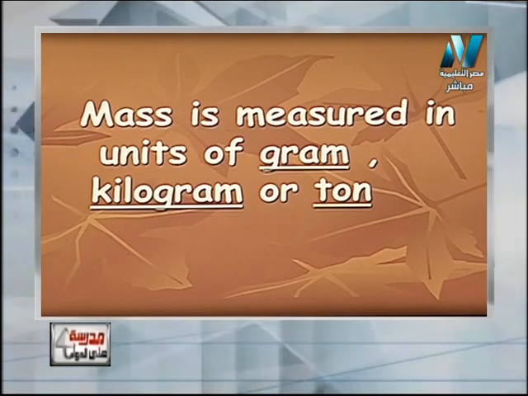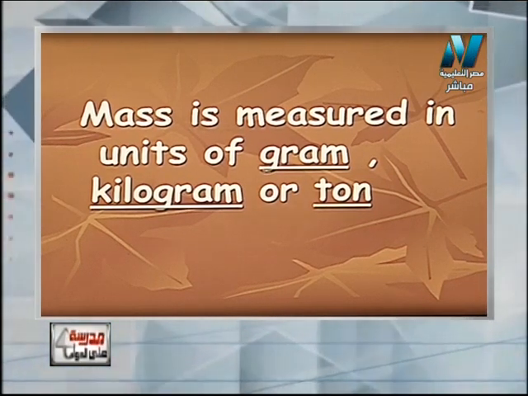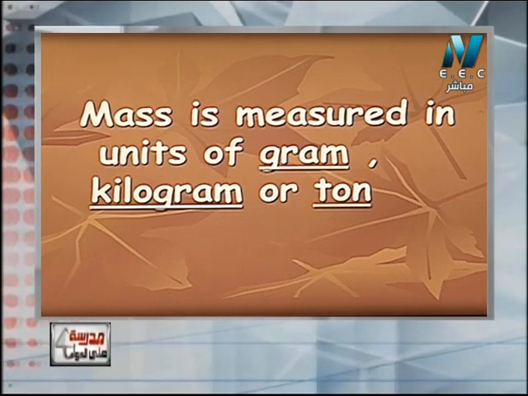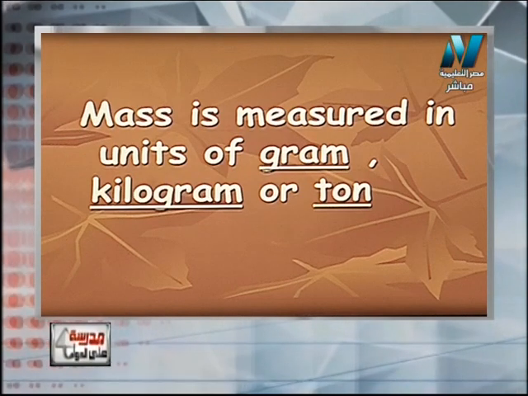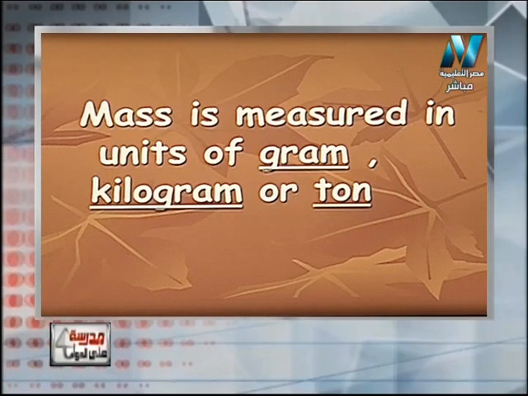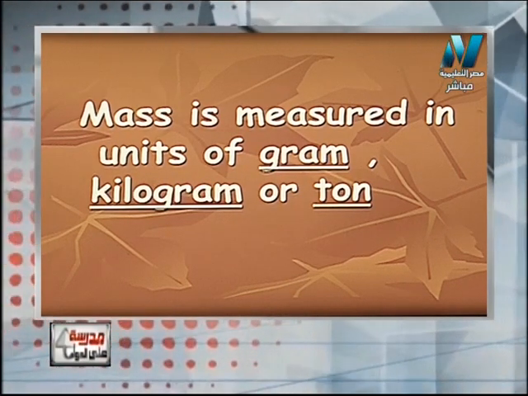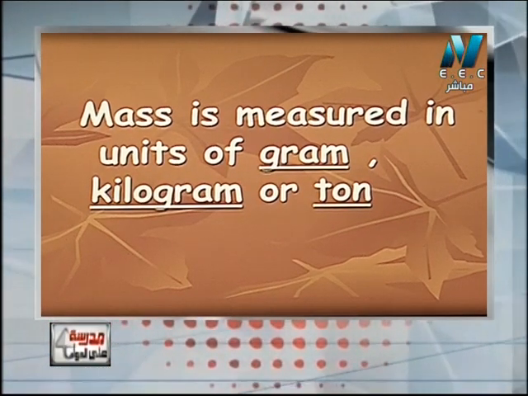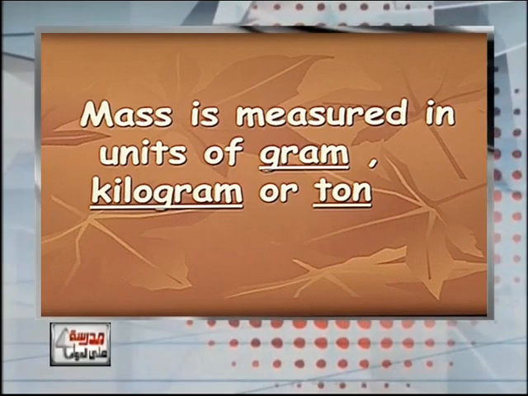يبقى بستخدم الجرام لحاجات صغيرة جدا زي الذهب والفضة والألماس. كيلوجرام الحاجات الأكبر شوية زي الفاكهة والخضروات. But ton is for very large masses such as mass of cars, mass of blocks of iron, and so on. So again, mass is measured in units of gram, kilogram, and ton.